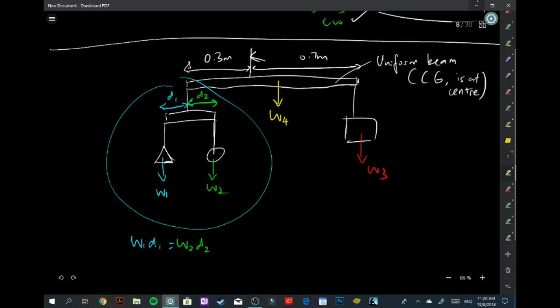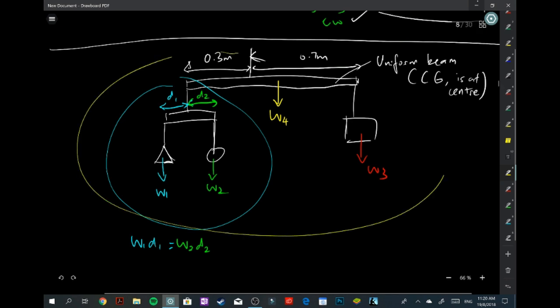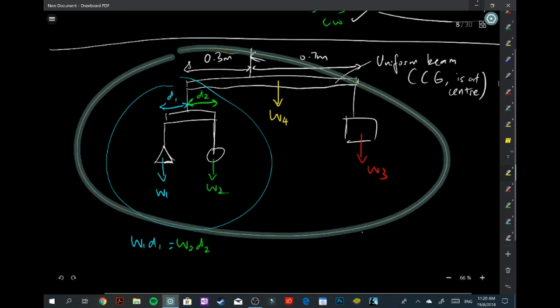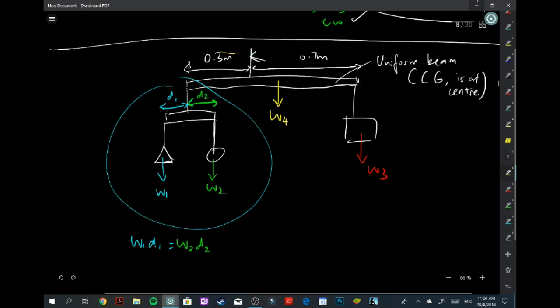Now the next question will ask, what is the moment for this entire system? And that's where the interesting part comes in. First thing first, identify where the pivot is. So the pivot is here. Then we need to do this.